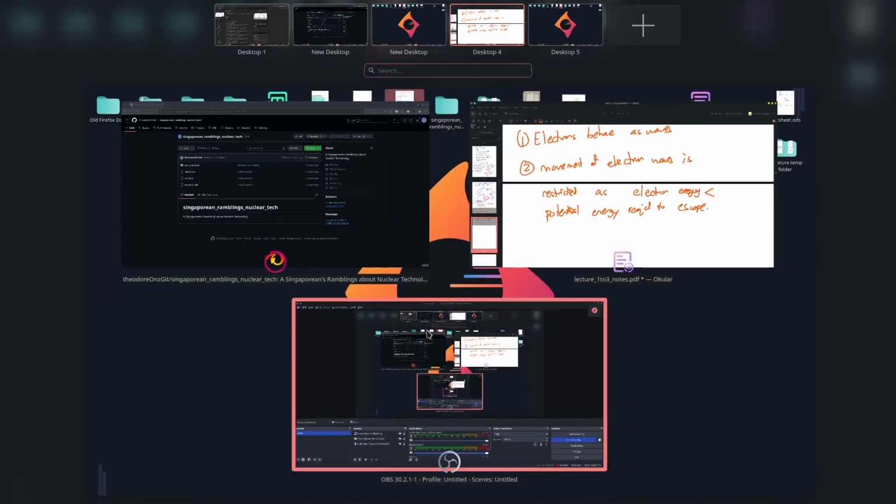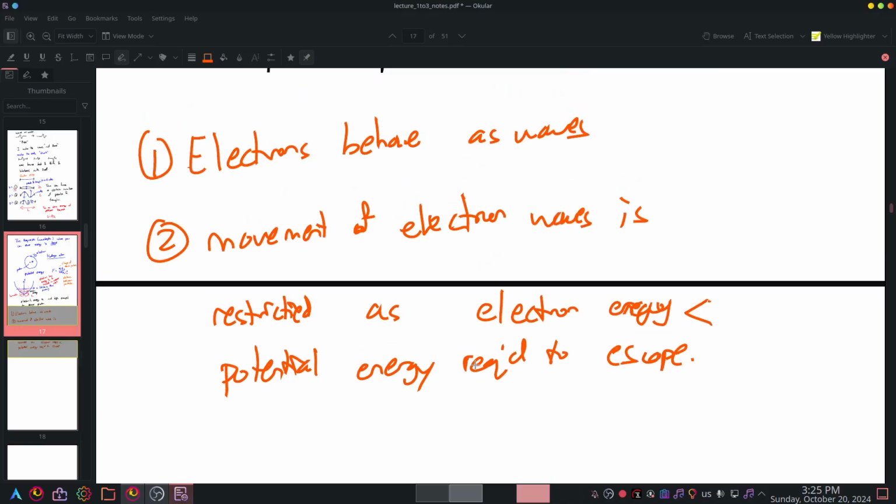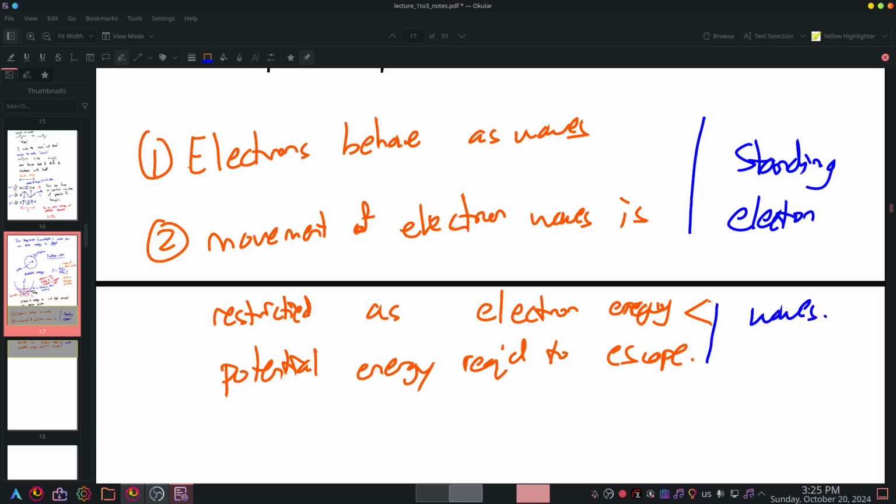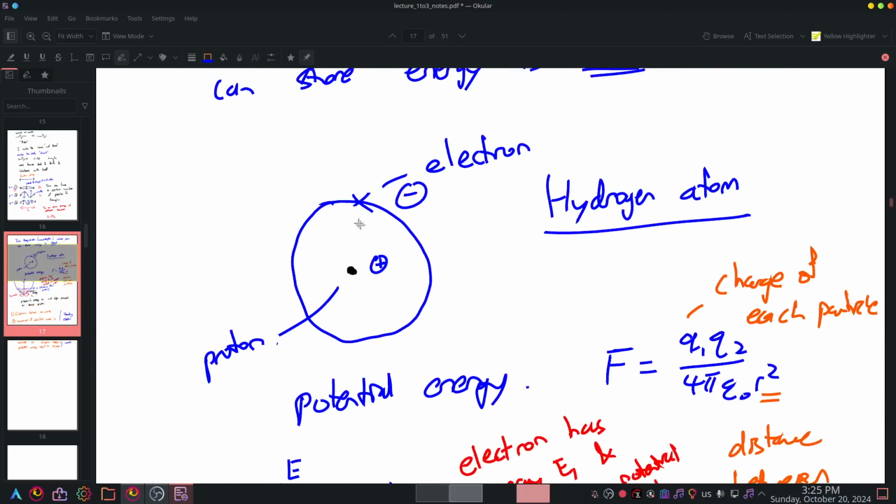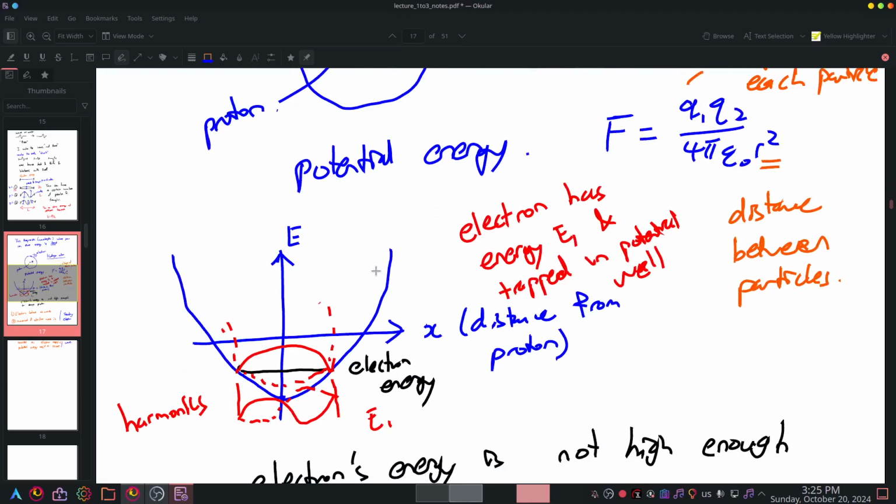What I'm trying to say here is that both of these effects combined give rise to standing waves. Standing electron waves. This happens in the hydrogen atom. Of course there are nuances there.